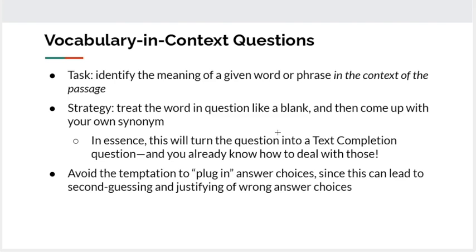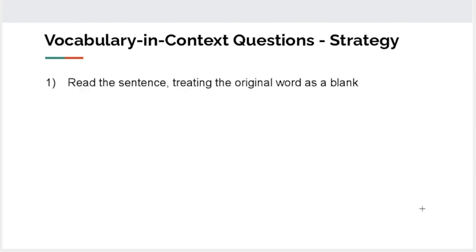But in any event, we want to avoid the temptation to plug in answer choices because that can lead to second guessing, and you can also end up justifying a wrong answer choice. In other words, you take one or more of the answer choices, you plug it into the sentence, you read it with that word, and you say, that kind of makes sense. This other one kind of makes sense. So we want to avoid that. We want to instead actively think of a synonym and then use that as the approximate answer to compare with the actual answer choices. So again, reading the sentence, treating the original word as a blank.